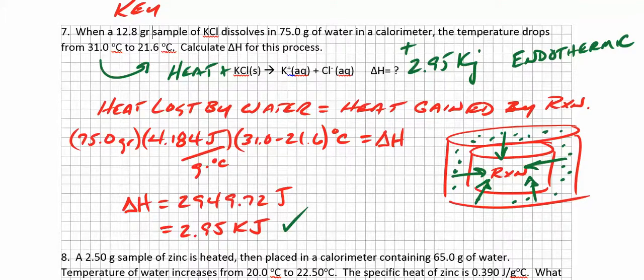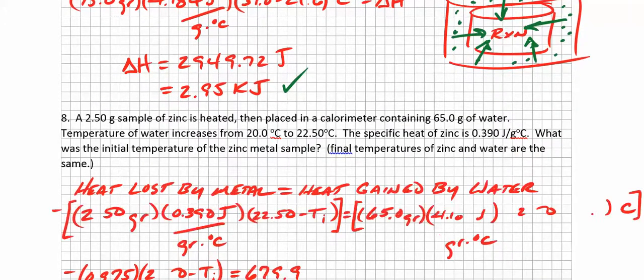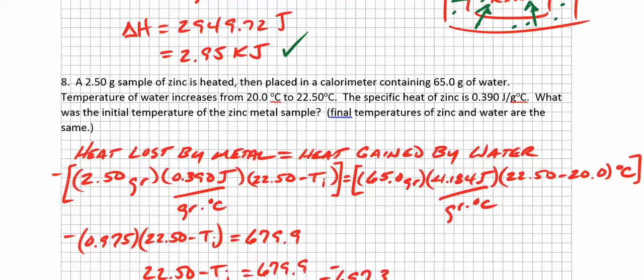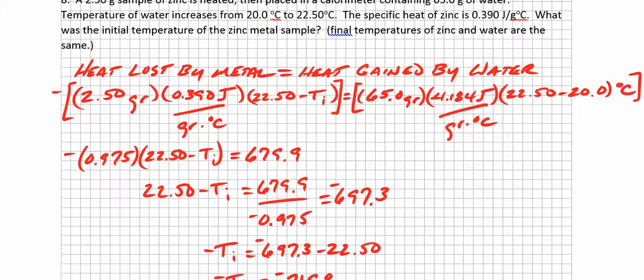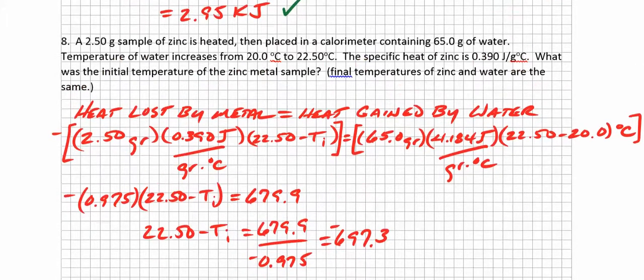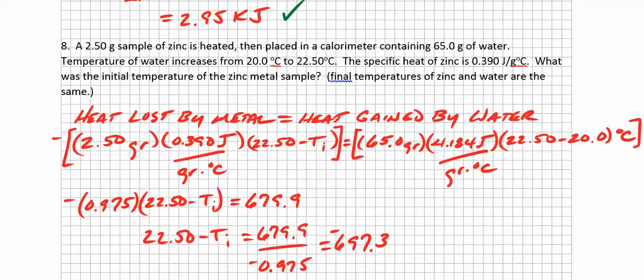Number 8 says this. A 250 gram sample of zinc is heated and then placed in a calorimeter containing 65 grams of water. The temperature of the water increases from 20 to 25 degrees Celsius. So that gives us a hint of the direction of the heat flow. The water is going from 20 to 22.5 degrees Celsius.